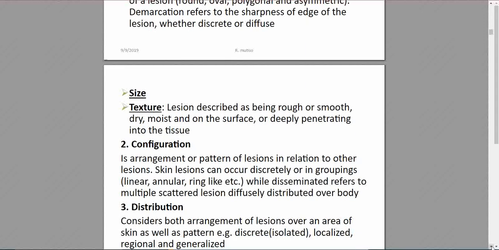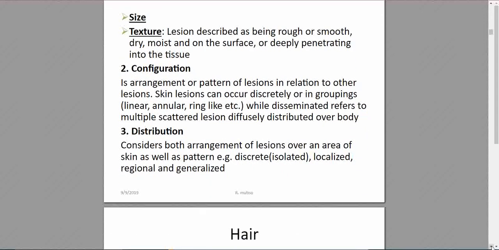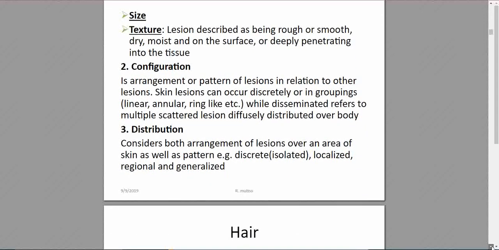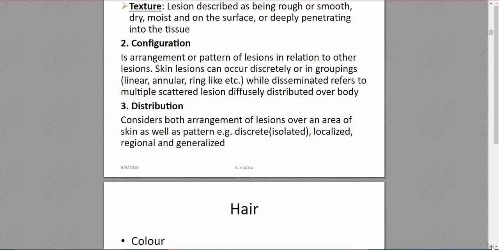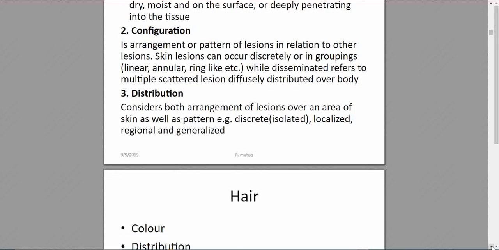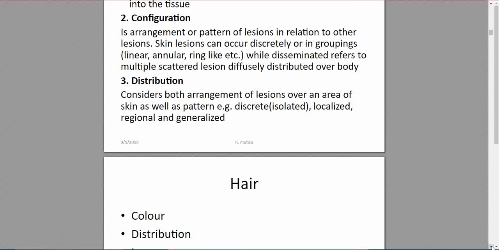Then size and texture: the lesion is described as rough or smooth, dry, moist, and on the surface or deeply penetrating into tissue. Configuration: check the arrangement or pattern of a lesion in relation to other lesions. Skin lesions can occur discretely or in groupings. When they are in groupings, you can talk about linear lesions, annular configurations, ring-like lesions. Keep that intact in your brain and in your fingertips. Disseminated refers to multiple scattered lesions diffusely distributed over the body.